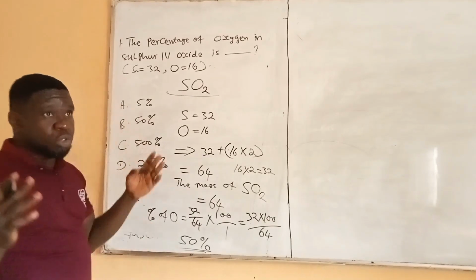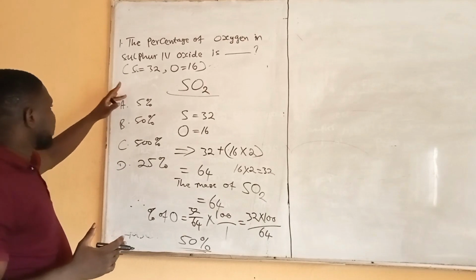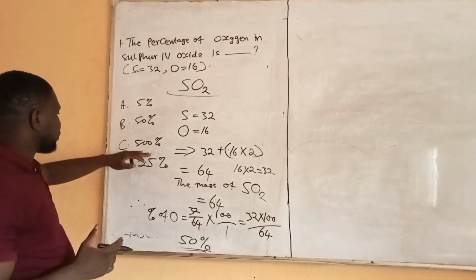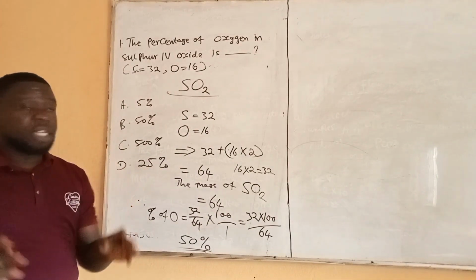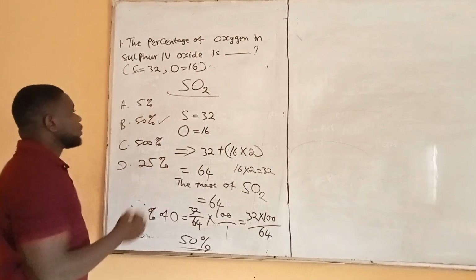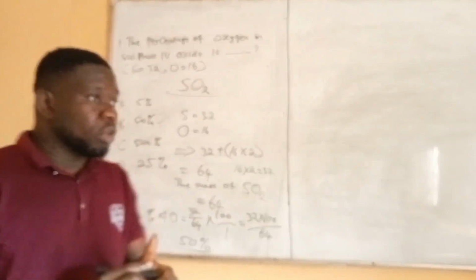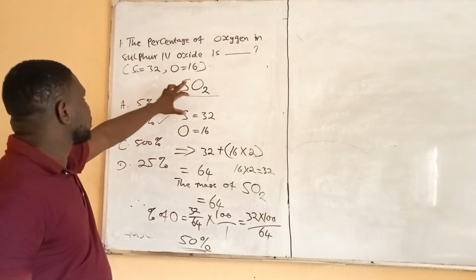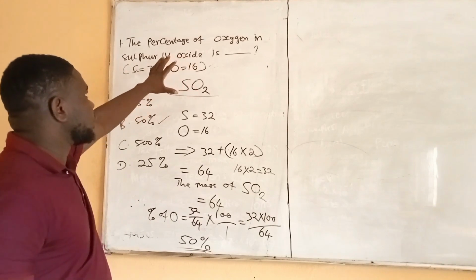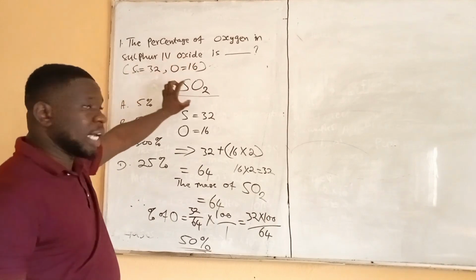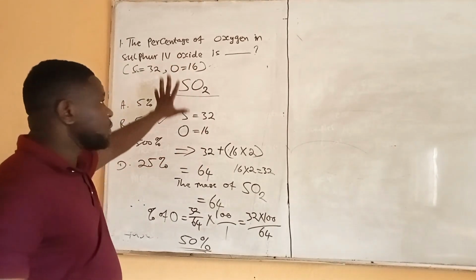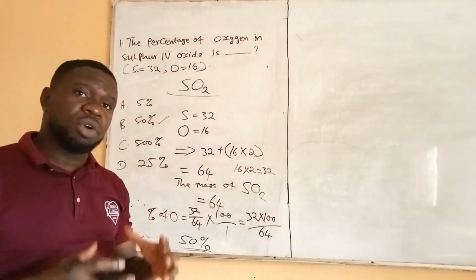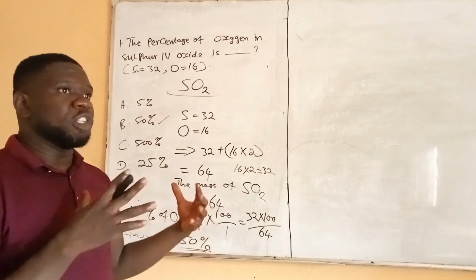So we go to the options to check. Here we have option A 5, option B 50%, 500%, 25%. So the correct answer is option B, which is 50%. Because the percentage by composition of oxygen in this particular sulfur(IV) oxide is 50%. So 50% by mass of sulfur oxide is made up of oxygen, and the other 50% is made up of sulfur.